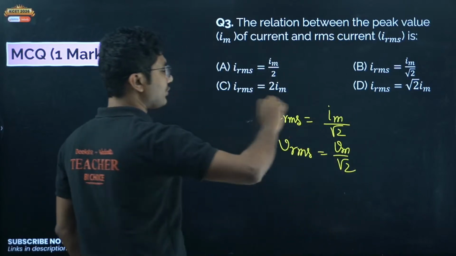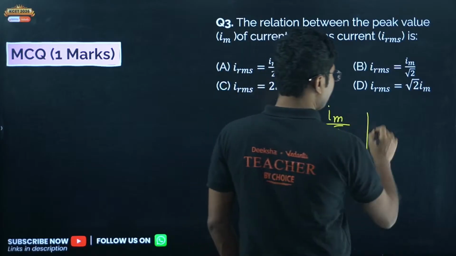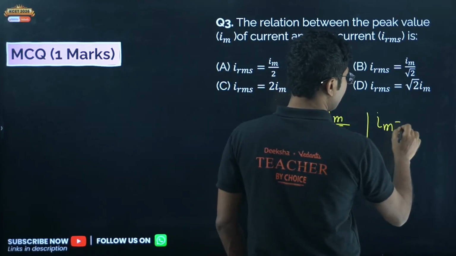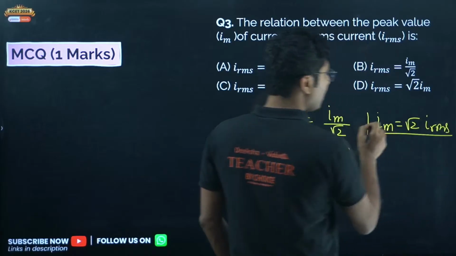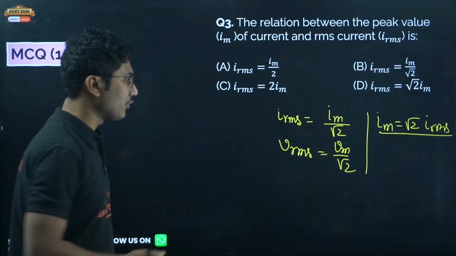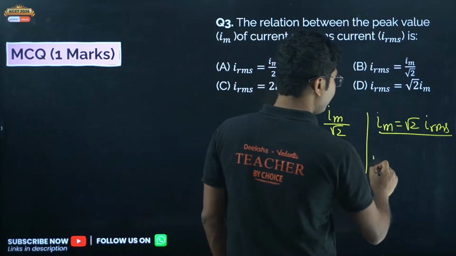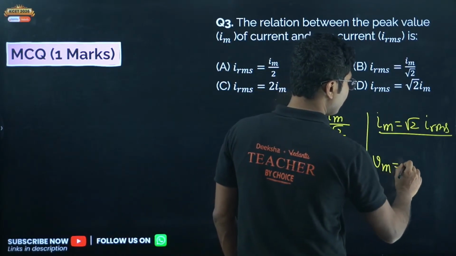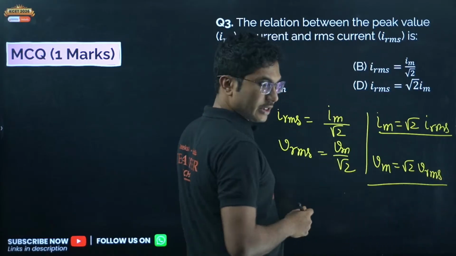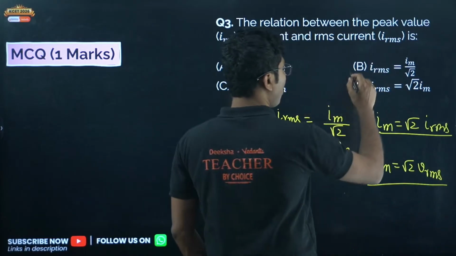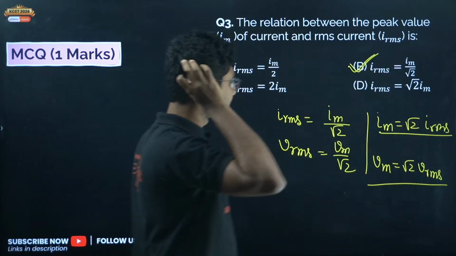Sometimes the same question they will ask. You have to remember Im equals √2 I_RMS. This option can also possibly come. So this is also a variation of the same question. And Vm equals √2 V_RMS. So which one is the correct answer? Obviously option B. Yes, option B is correct answer.